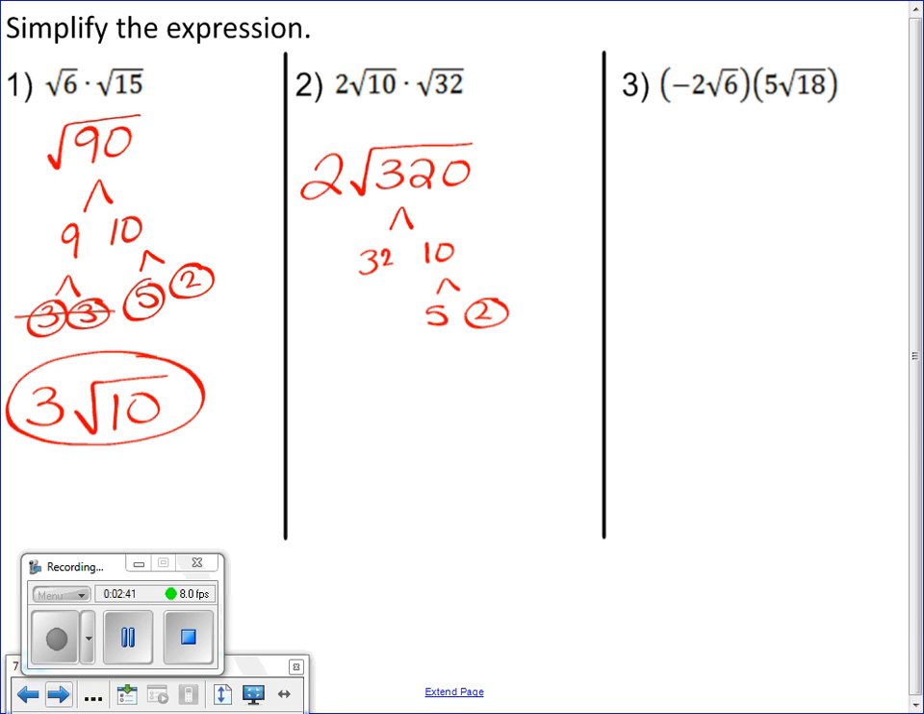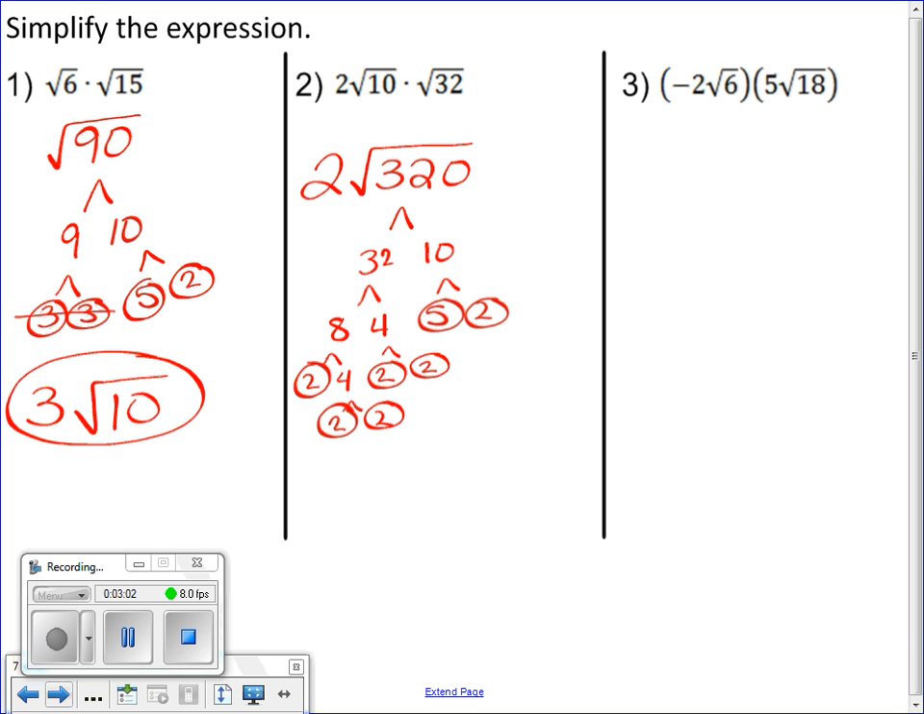10 is 5 and 2. 32 is 8 and 4. Interesting. It's probably not where I would have went. That's all right. 4, 8, 4. Whew, lots of 2's. All right, so let's keep track of what we got going on.